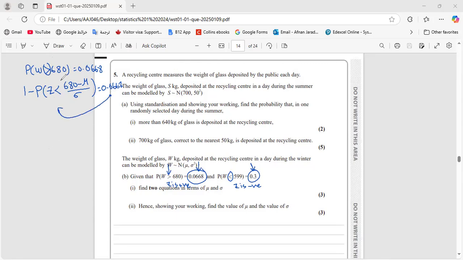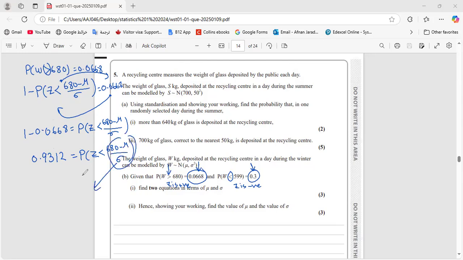Taking this probability to this side and taking the probability of 680 to the other side, it will be 1 minus 0.0668 equals the probability of Z less than (680 minus mu) over sigma, which equals 0.9312. To take this outside the parentheses, you need to find, if the area is 0.9312, Z equals what? This one from the table, okay?